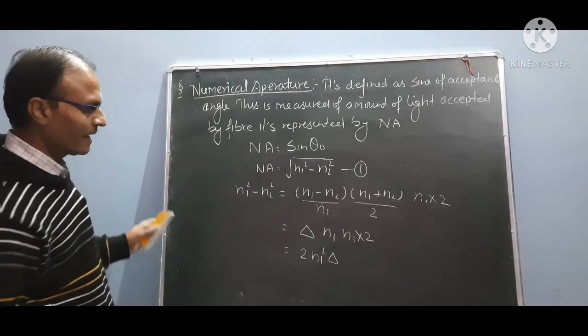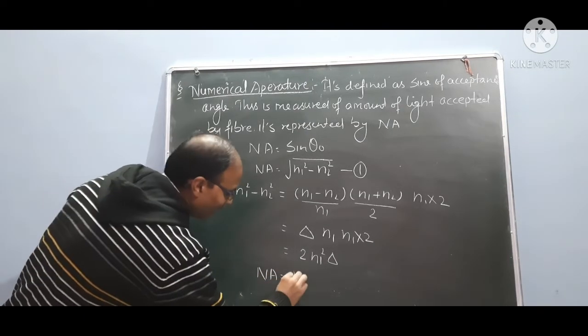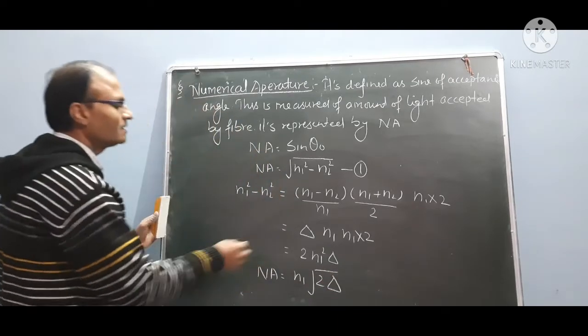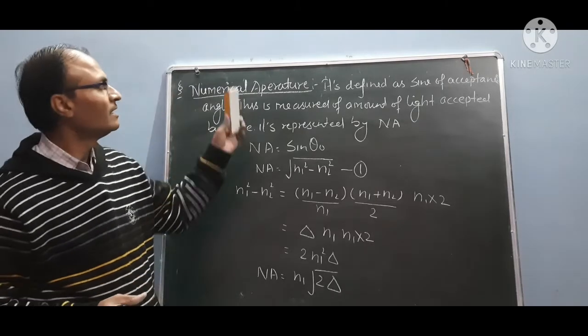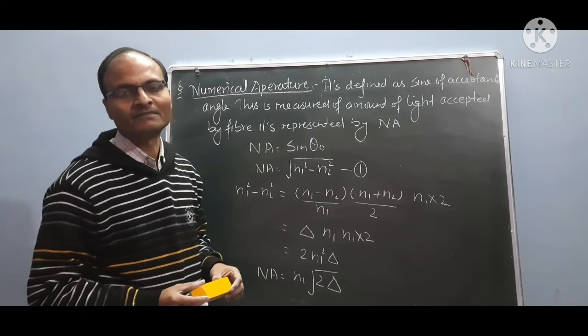If we take NA, now NA equals n1 under root 2 delta. This is the calculated formula when we calculate the numerical aperture of an optical fiber.